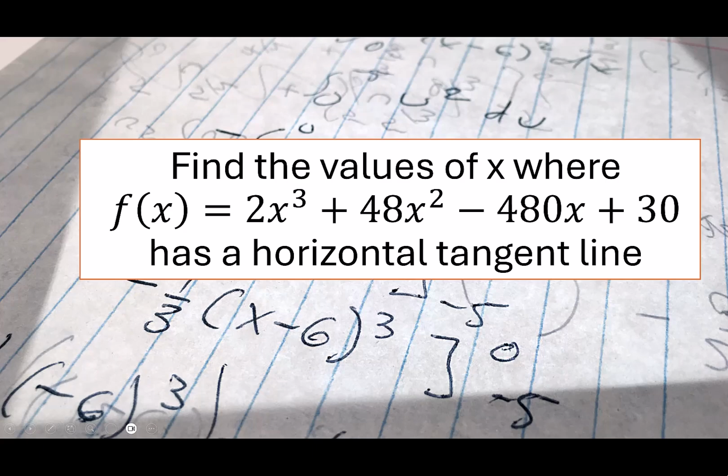Hi everybody, in this video we're going to find the values of x where f of x equals 2x cubed plus 48x squared minus 480x plus 30 has a horizontal tangent line. Before we do that, let's look at the graph to figure out what it means to have a horizontal tangent line.